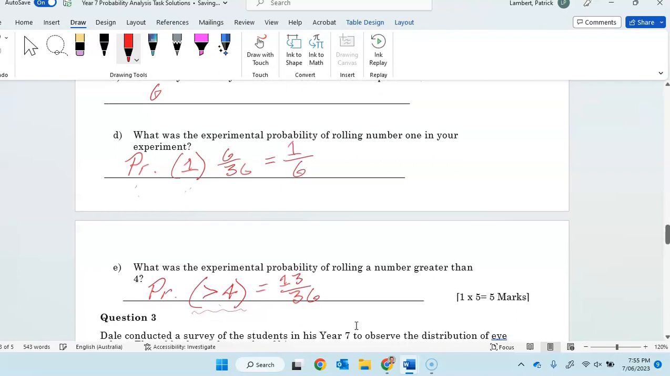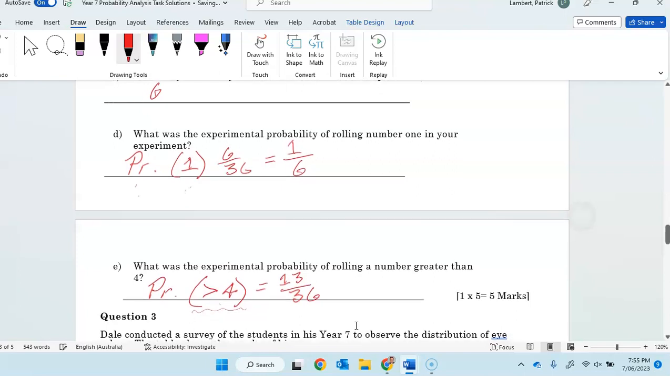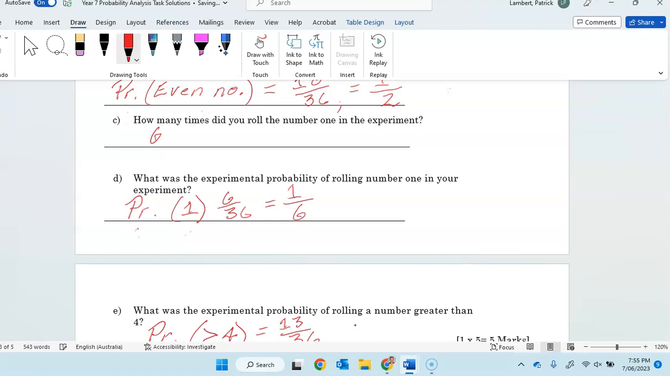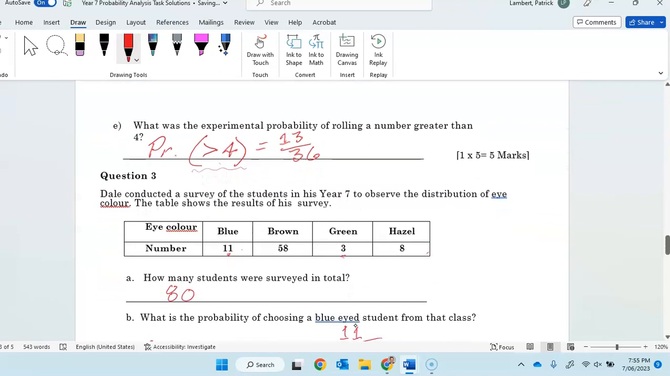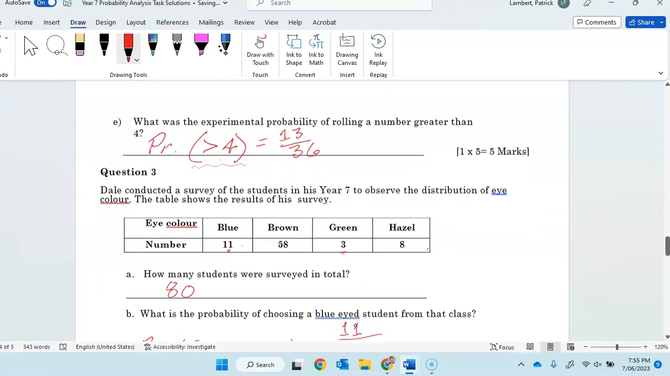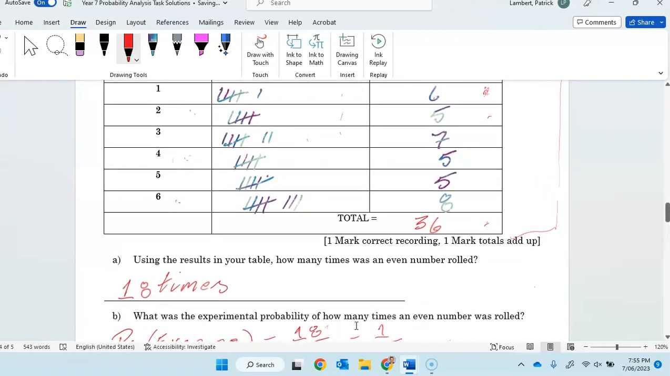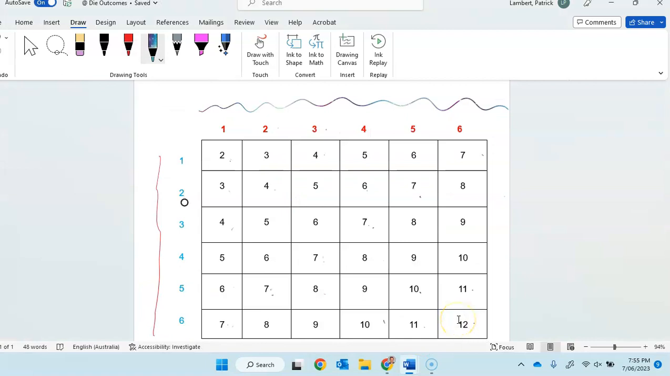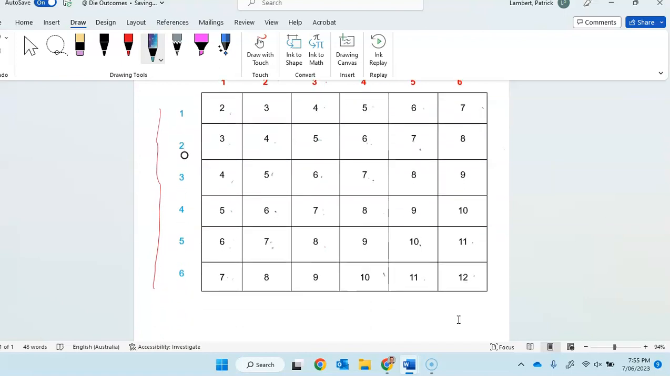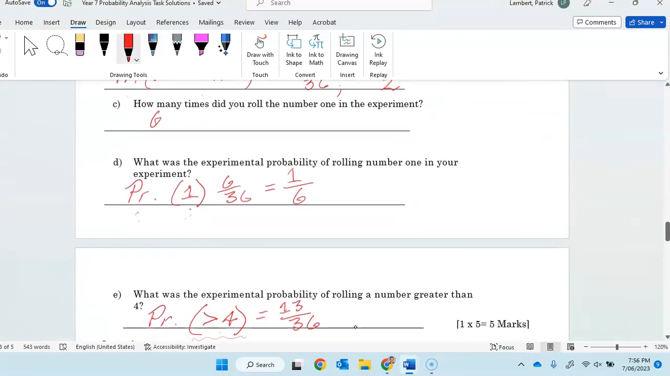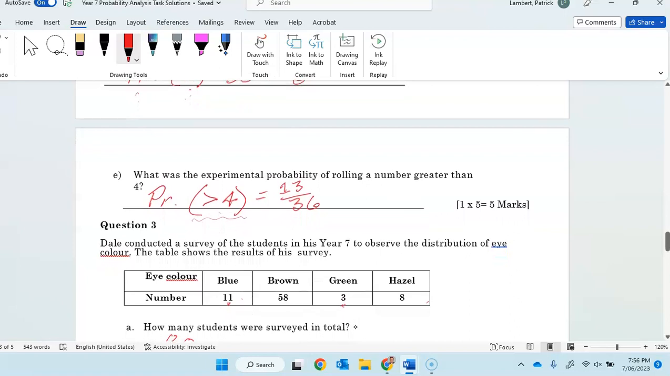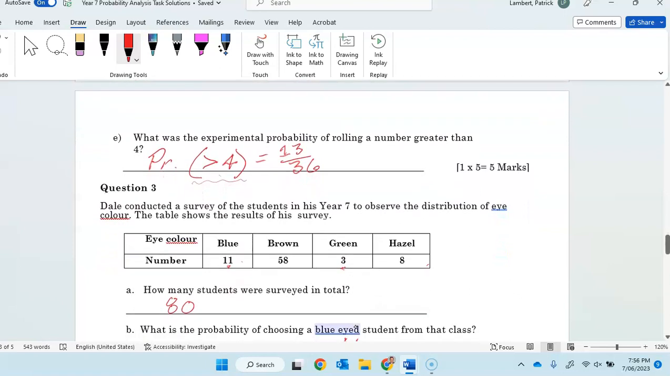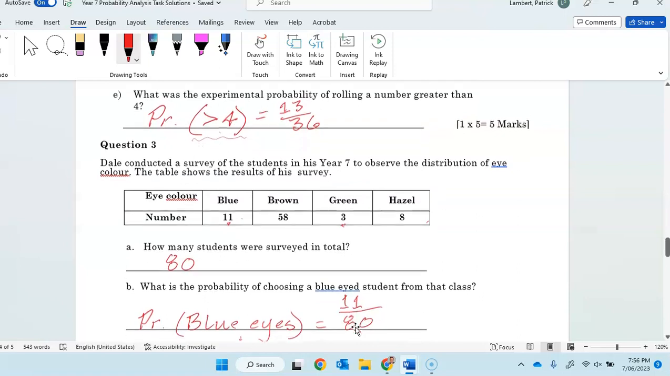What's the experimental probability of rolling the number 1 in your experiment? Probability of 1, 6 in 36, which is 1 in 6. And the probability of rolling a number greater than 4, which is 5 or 6, and if you have a look at both of them, 5 or 6, 1, 2, 3, 4, 5, 6, 7, 8, 9, let's check, probability of a number greater than 4, you've got 13, 5 and 6 occurs 13 times. You can't reduce that down.